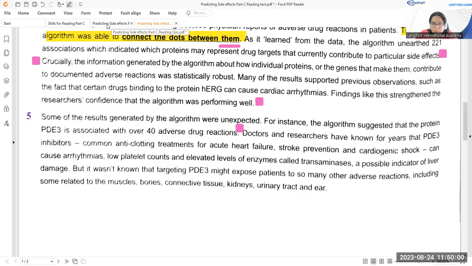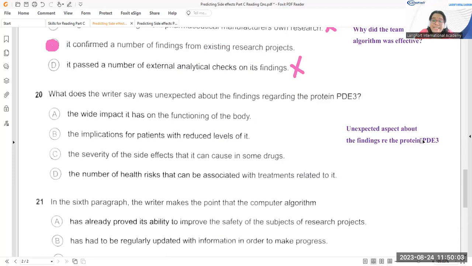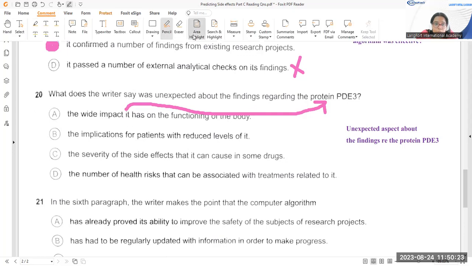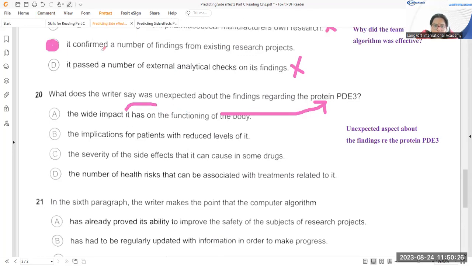Okay, we need to figure out the unexpected aspect about the protein. So, Smita, can you read the options one by one? Option A, the wide impact it has on the functioning of the body. It refers to protein PDE3. Is the unexpected finding the wide, broad effect the protein has on the functioning of the body? No, ma'am. No. Next option.